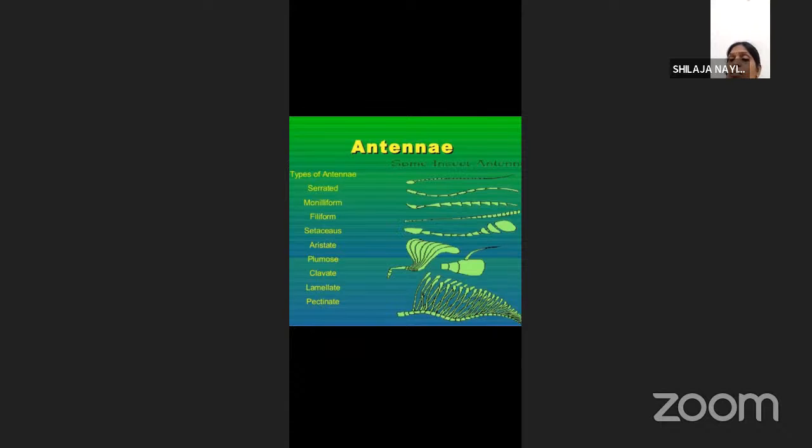And next comes the moniliform antenna. Moniliform: segments are round or oval with well-developed constrictions between the segments, appearing like a string of beads. Sorry, we are talking about the setaceous. In setaceous, the first segment is a little bit bigger, the second is a little bit decreasing, and going up to the apex region, it becomes very thin. So we can say it is a bristle-like structure in the cockroach.